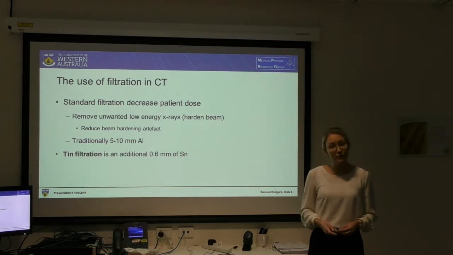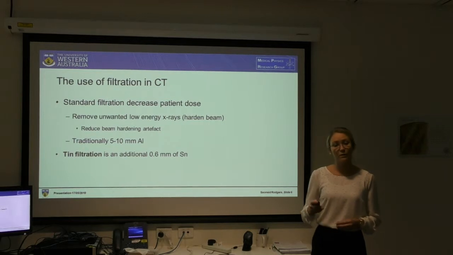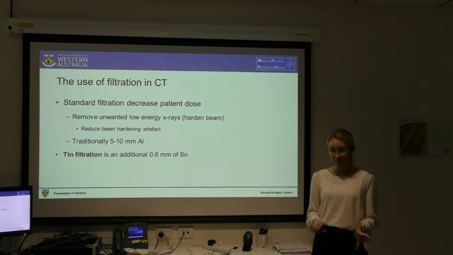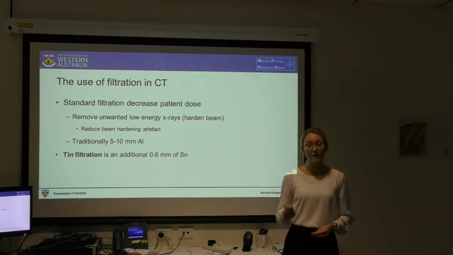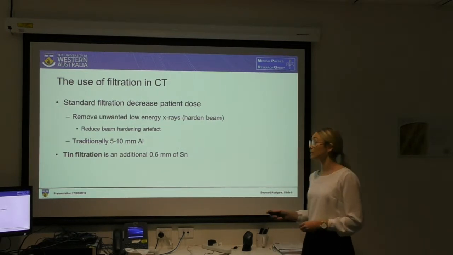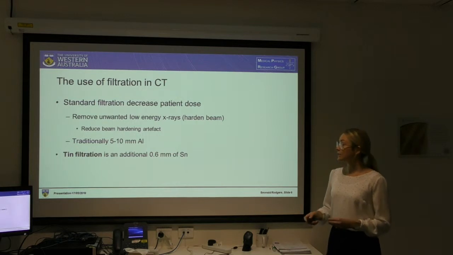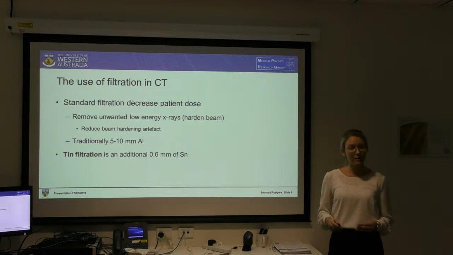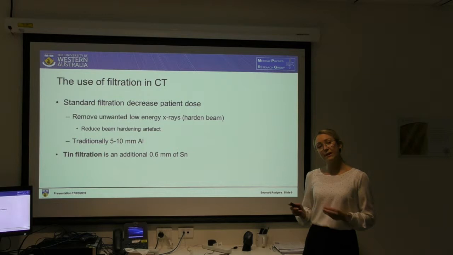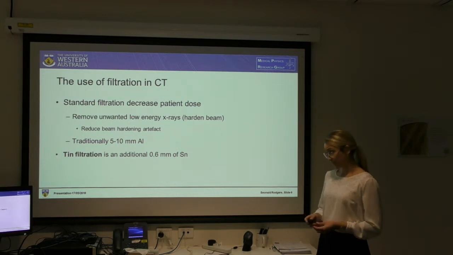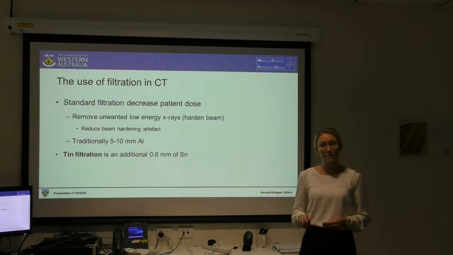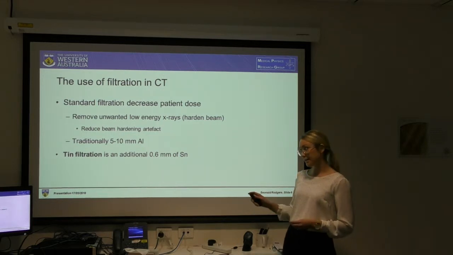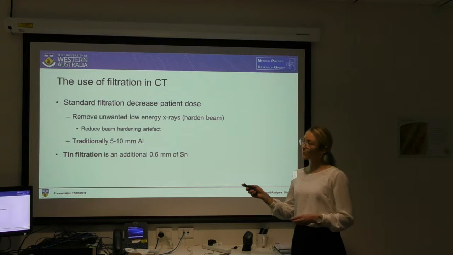In addition to reducing the patient dose, standard filtration also aids in the reduction of a beam hardening artifact, which is caused by a soft X-ray beam. Now, the traditional amount of filtration depends on the manufacturer, but is usually between 5 to 10 millimeters of aluminium. Now, tin filtration is an additional 0.6 millimeters of tin added on top of this traditional filtration.